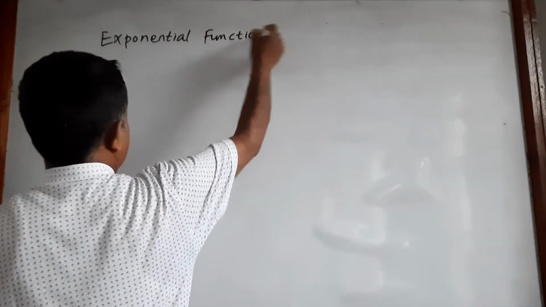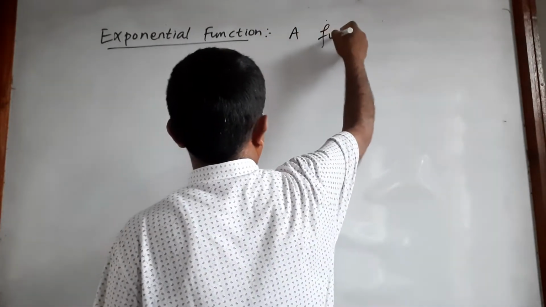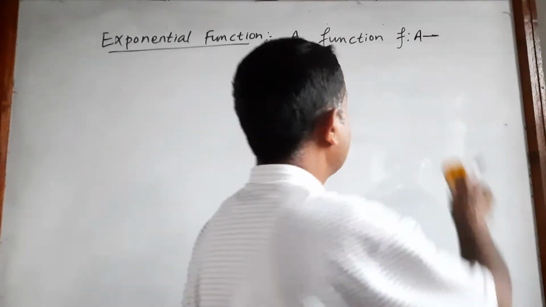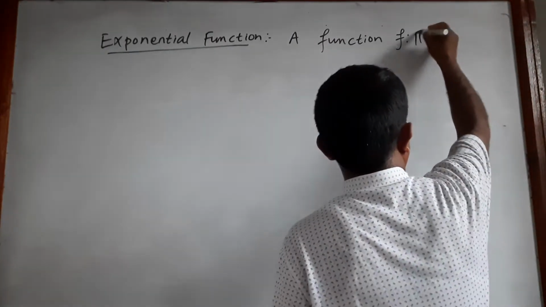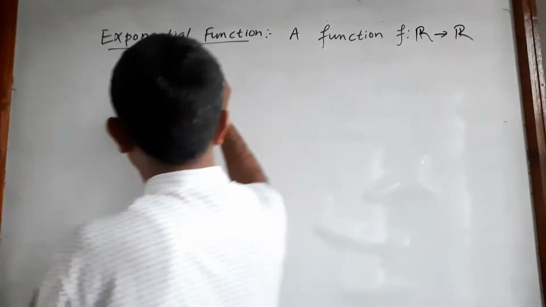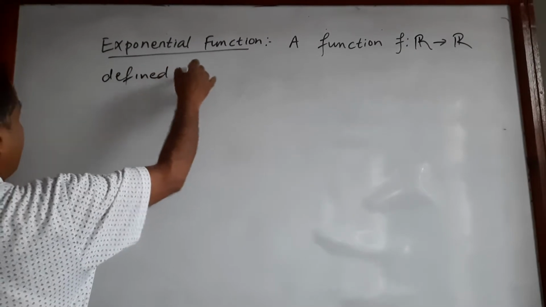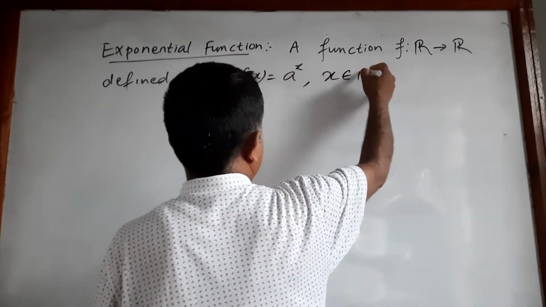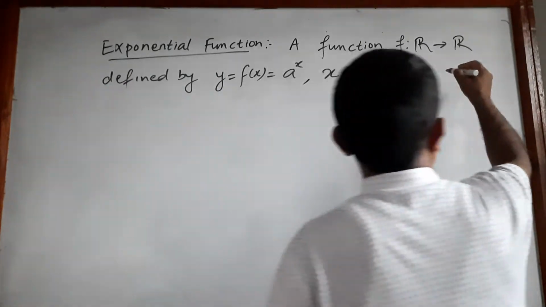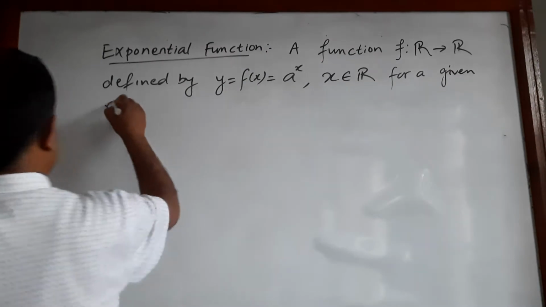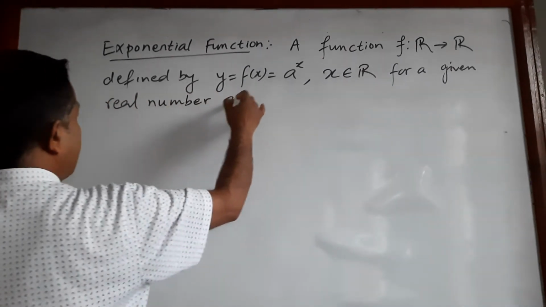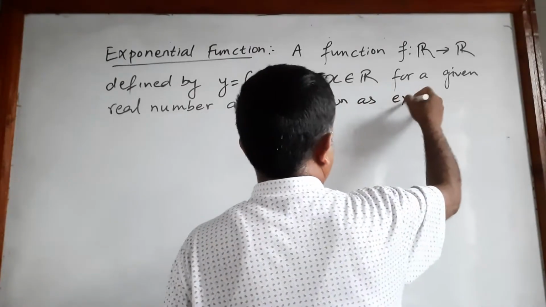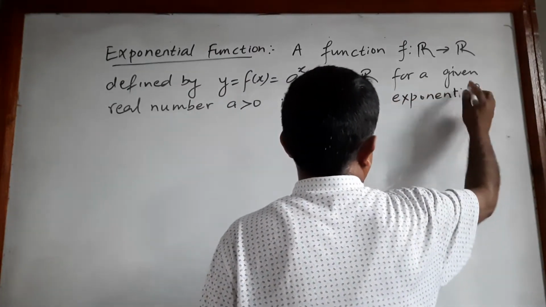Exponential function. A function f from the set of real numbers to the set of real numbers, defined by y equals f(x) equals a to the power x, where x belongs to the set of real numbers R, for a given real number a bigger than 0, is known as an exponential function.